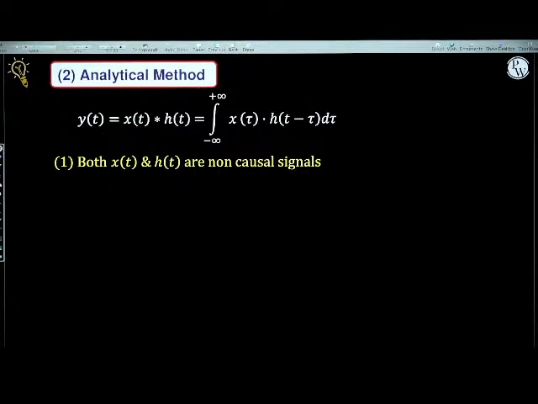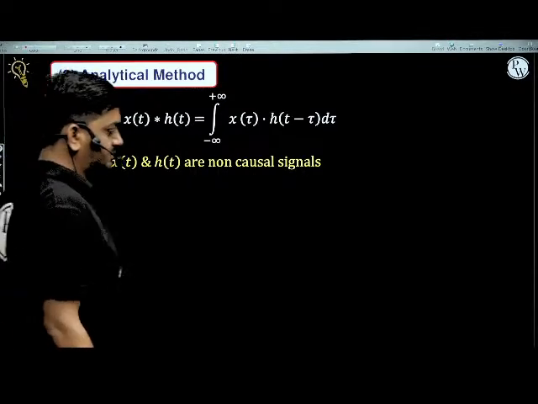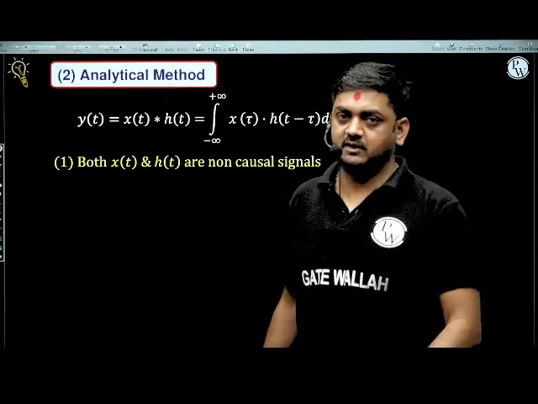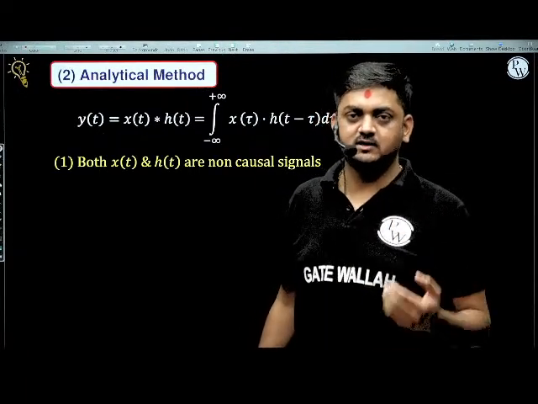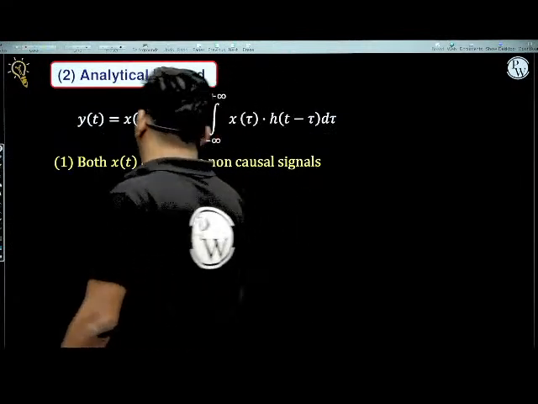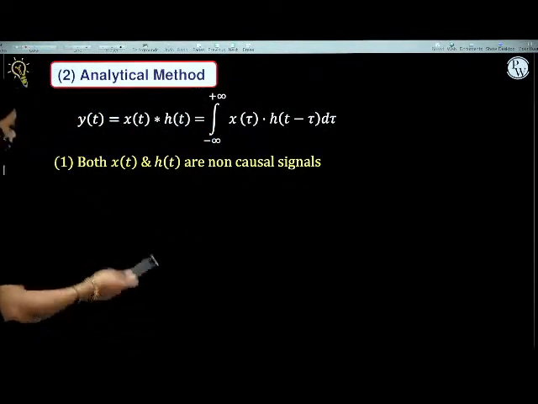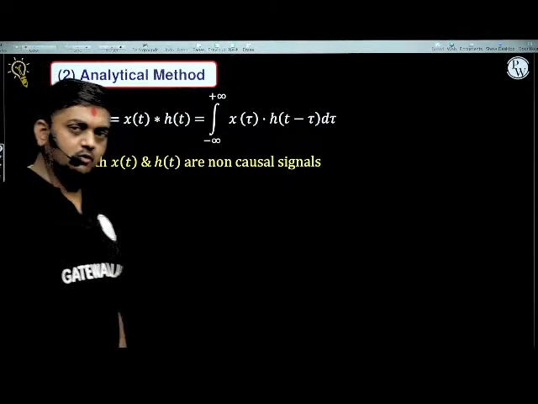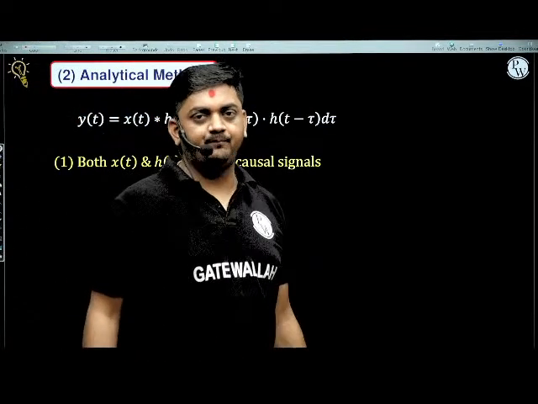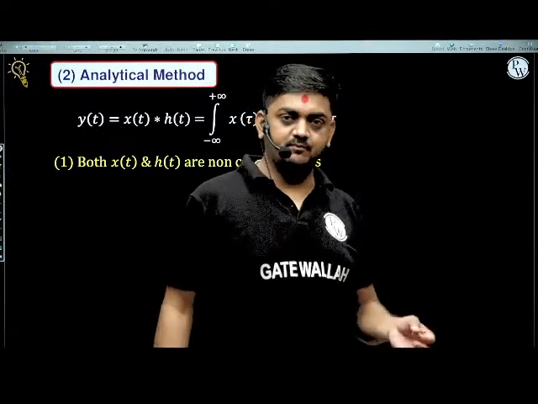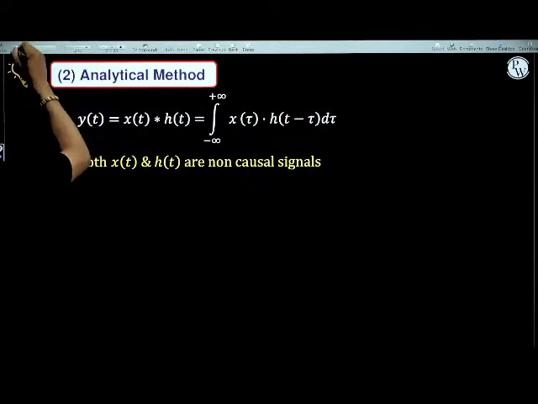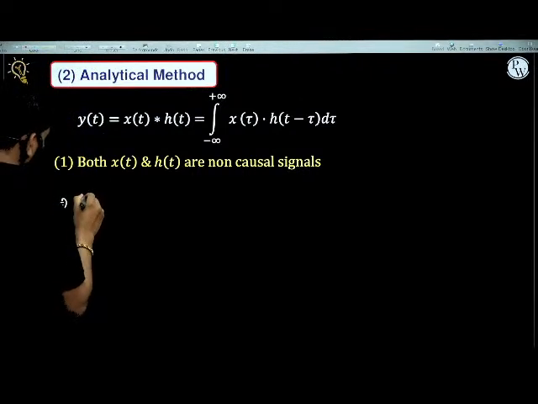In the analytical method, we can reduce the complexity of solving the integration by knowing the causality of the given signals, whether they are causal or non-causal. Here we have a total of 4 cases. Case number 1: suppose both are non-causal. If both are non-causal signals, then we cannot simplify the integration. There is no change in the upper limit and lower limit. You have to follow this formula only.